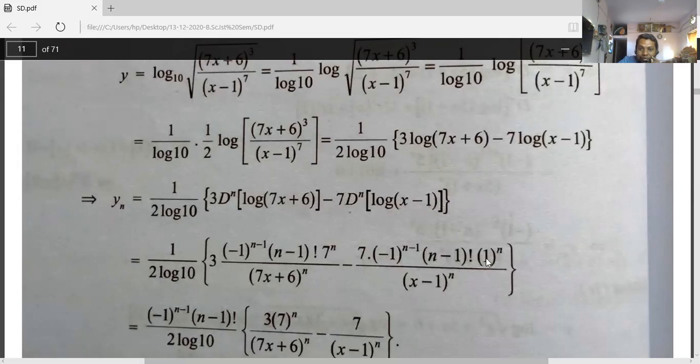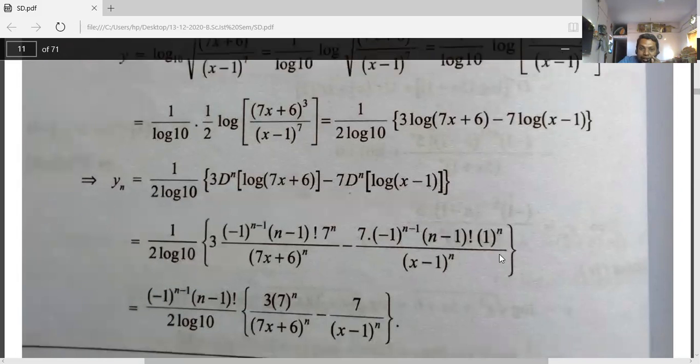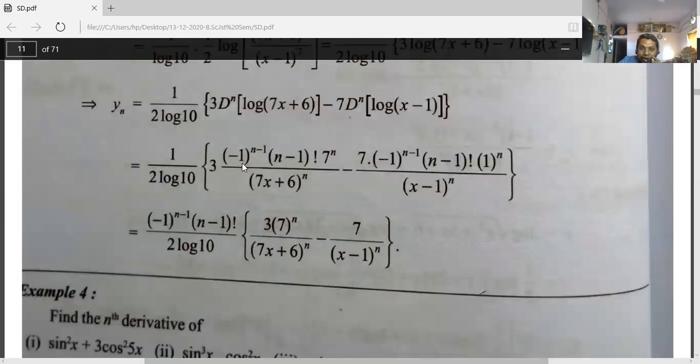A to the power n means you are getting 1 to the power n. 1 to the power n is equal to 1, and the remaining is the same. Here you are taking (-1)^(n-1) into (n-1) factorial as common, and the 2 log 10 already in the denominator you can take as common. Now the remaining is 3 into 7 to the power n, and here also 1 to the power n is 1. Already we have taken (-1)^(n-1) into (n-1) factorial as common. The remaining here is (7/(x-1))^n. Okay.